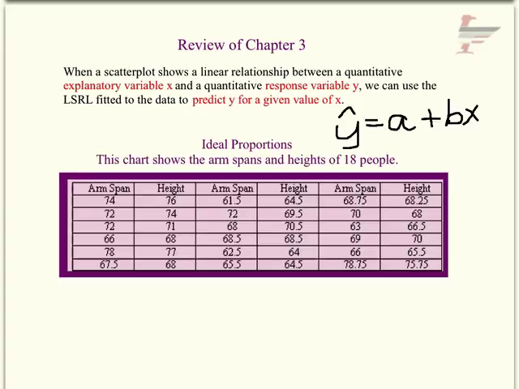If you take a look at this data, it shows the arm span and heights of 18 people. So you have different arm spans and then their respective heights. So I guess maybe what you want to take away from this video is push pause right now and type all of the arm span data into list 1 and then all the heights into list 2, and then I'll carry on.